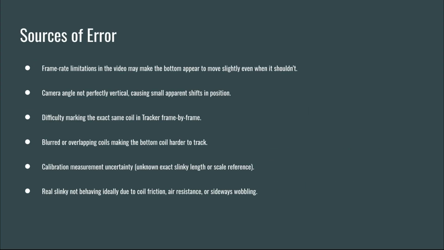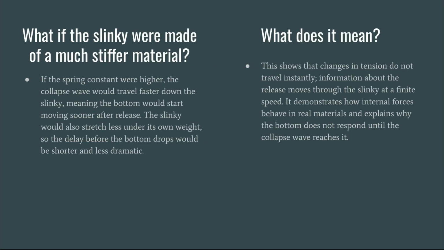So my main sources of error were frame rate limitations, the camera not being angled perfectly vertically, difficulty marking the exact same coil in Tracker, blur or overlapping coils, and calibration measurement uncertainty, like if I didn't know the exact length of the slinky. And real slinkies don't behave ideally due to coil friction, air resistance, or wobbling.